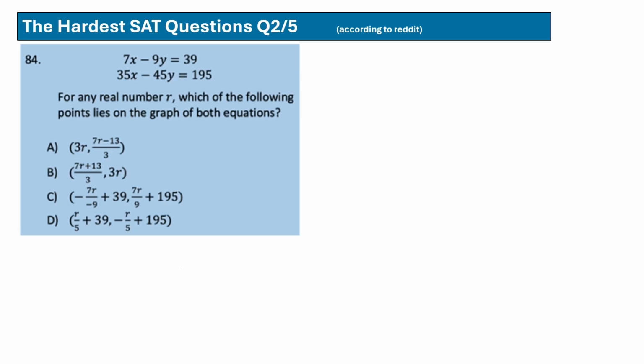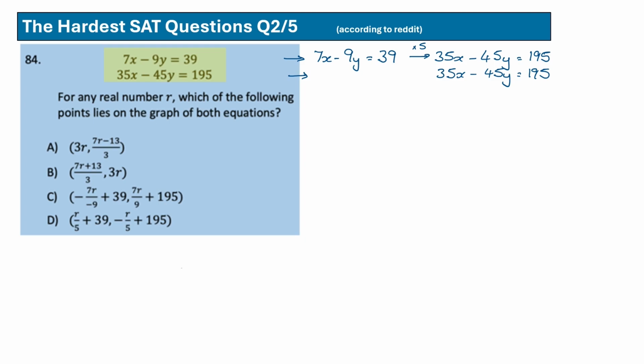So let's actually just have a look at these equations a little bit further. So it gives me two equations. As ever, when we have a simultaneous equation, I'm going to multiply the top one by 5. So that's going to give me 35x minus 45y equals 195. They're actually the same equations. These two equations are completely consistent. In other words, it's the same line on top of each other.